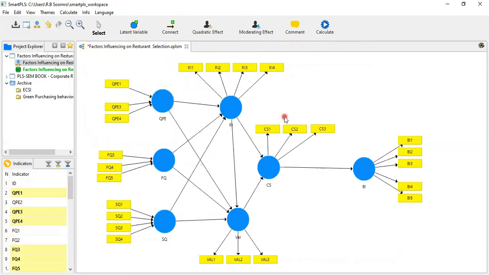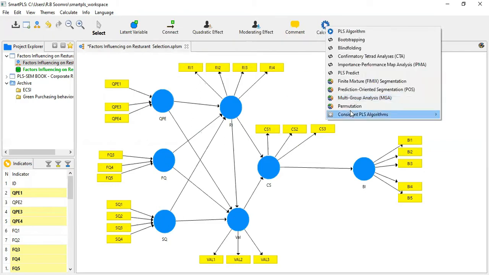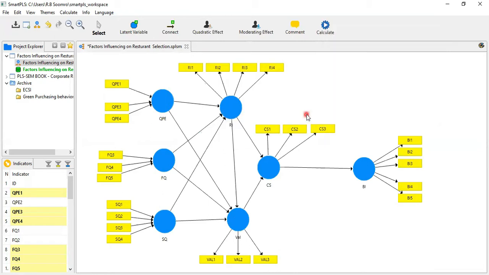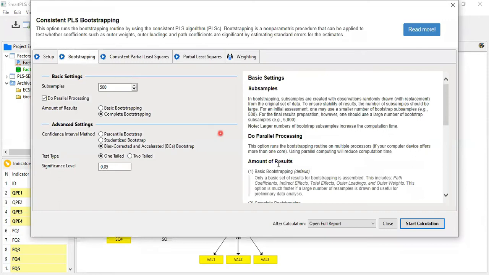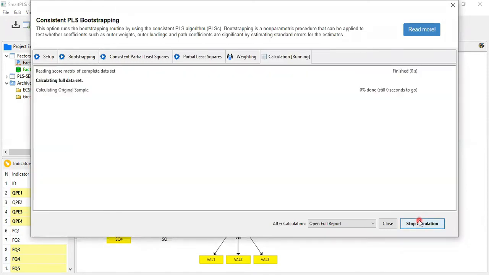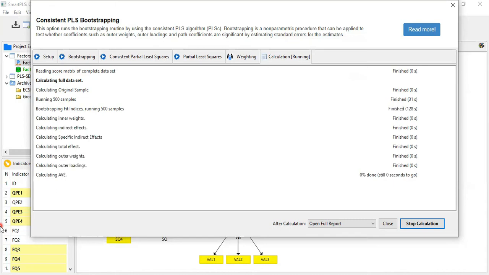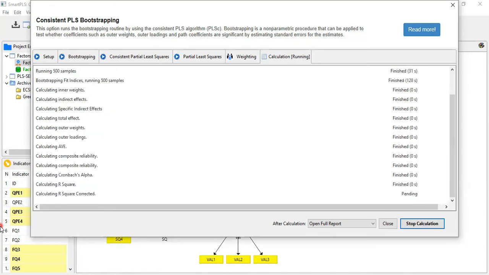Once your indicator is deleted and removed from the model, then again you have to initiate the whole process. I'm going to initiate it again, calculate it, and then go into the consistent PLS bootstrapping. A good thing is that everything remains the same, and just start calculations. It will take some time. Dear friends, our bootstrapping calculations have ended and it is finalizing the calculations.